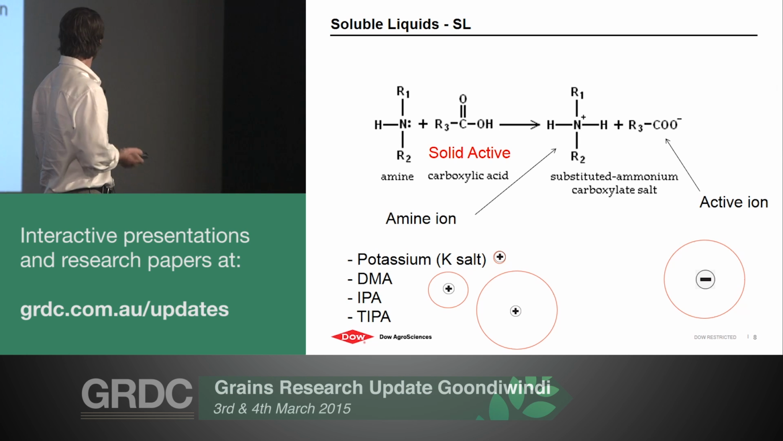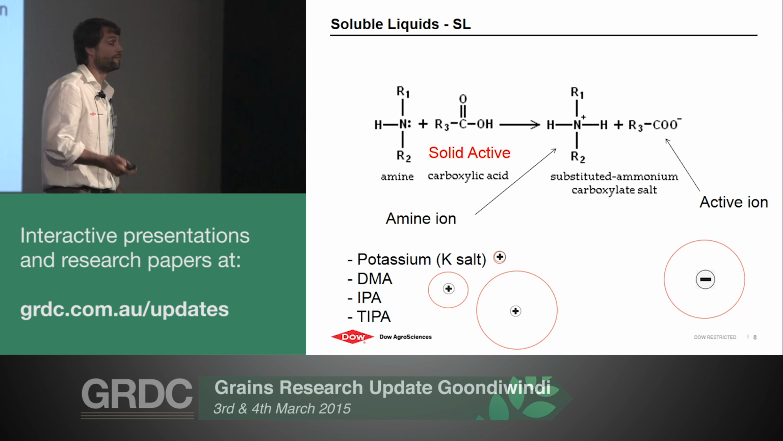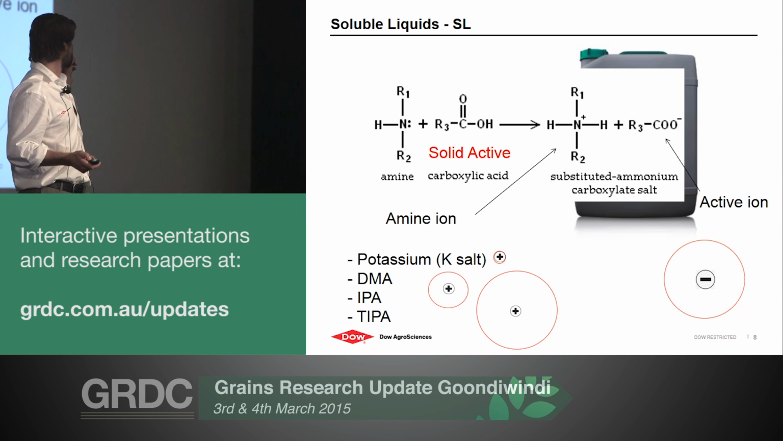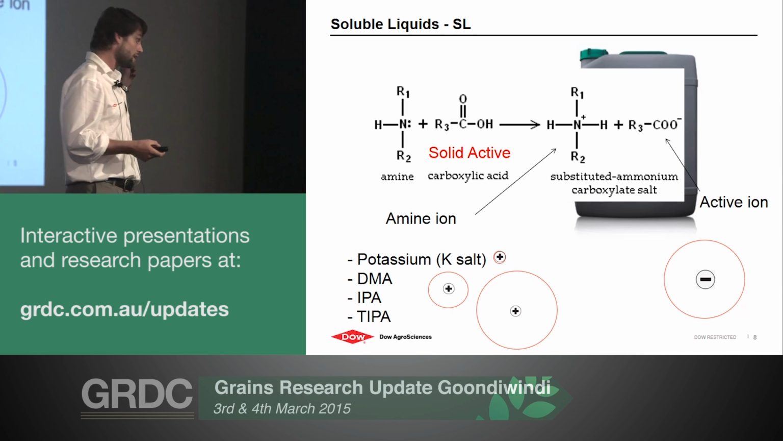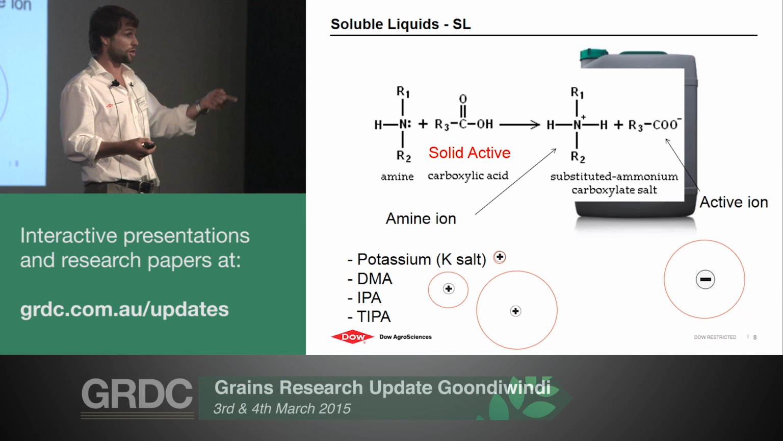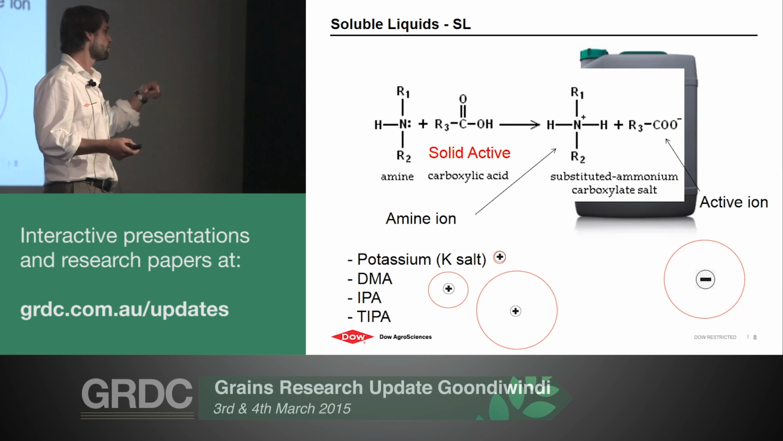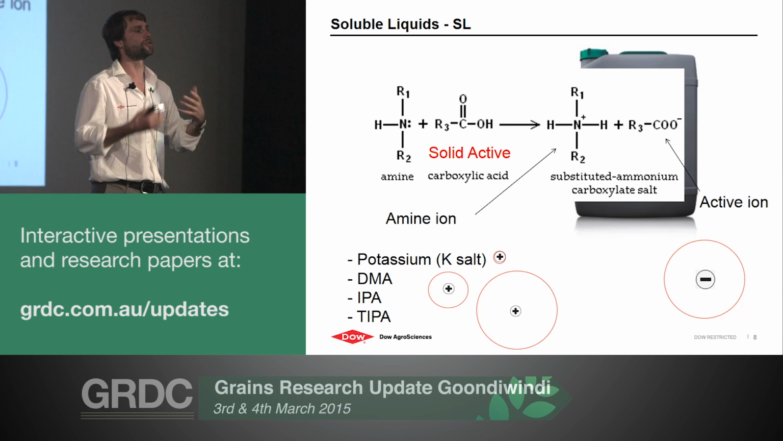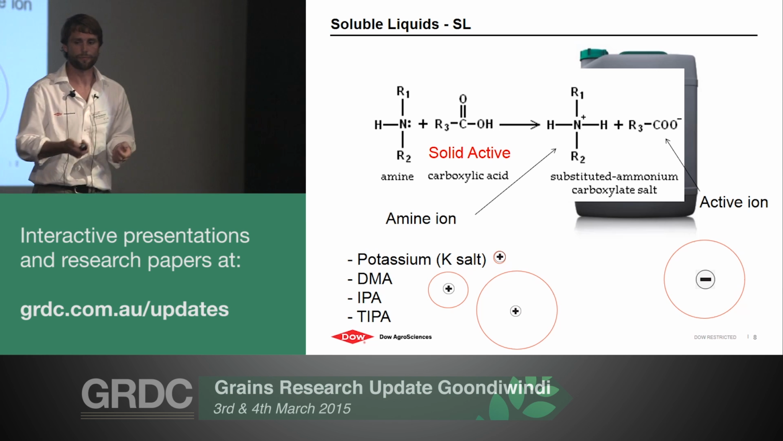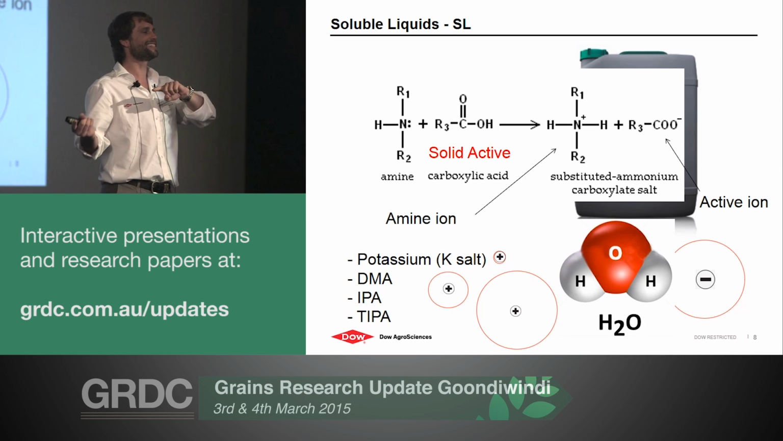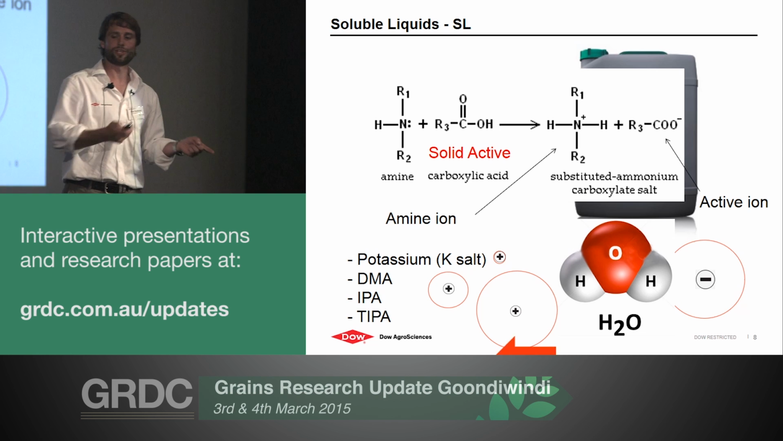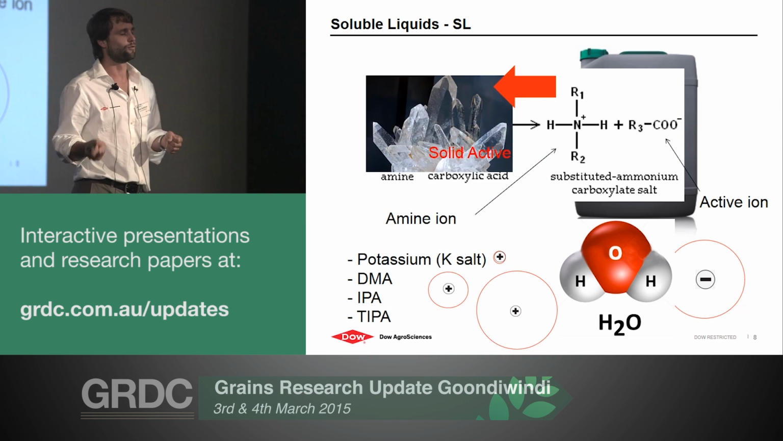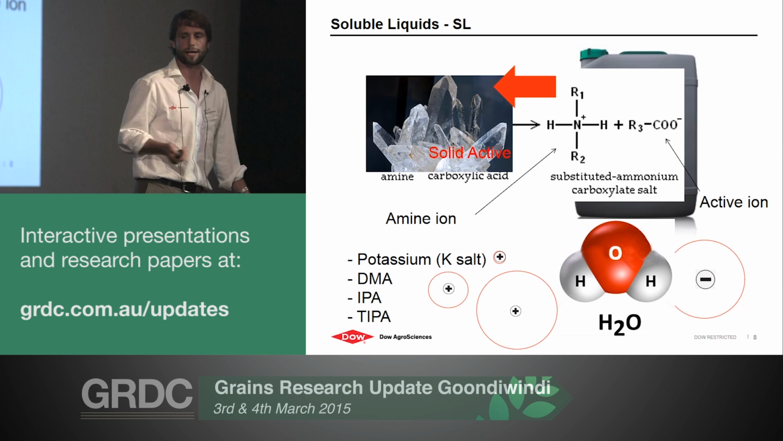And so what we're in fact doing is selling a drum full of salt. This reaction allows the negative ion of the active to interact with the positive part of the water, and the positive part of the amine to react with the other. So it allows it to dissolve into water. The problem is the reaction can go the other way, and you'll get crystals in your spray tank. So this is what we're trying to avoid with soluble liquids in your spray tank.